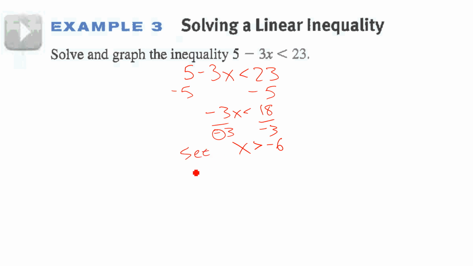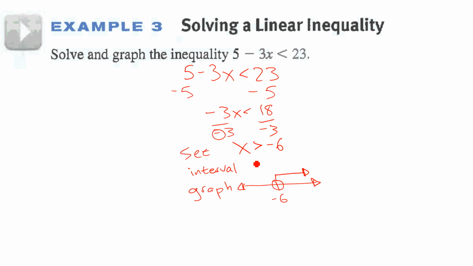Our interval notation sometimes is easier to do after you graph. Once you do it a few times, you'll get the hang of it. Here's our graph, going left and right forever. -6. Are we touching -6? No. Open circle. We're greater than, so we're going to the right.